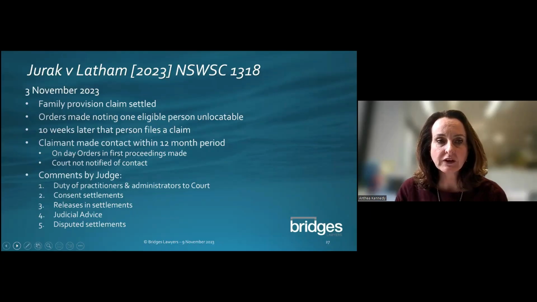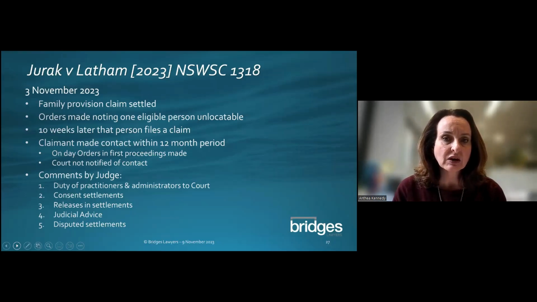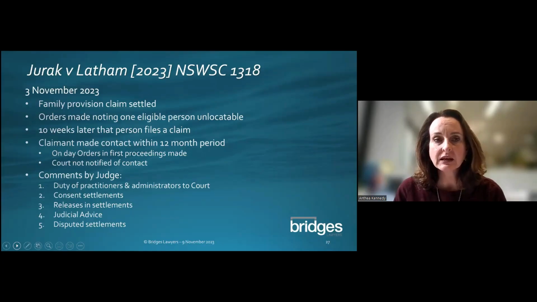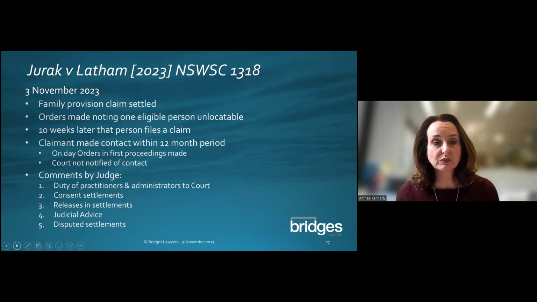Justice Meek was very unhappy that the court hadn't been told that there was contact made by that eligible person. He stated that really, for the efficiency of the court, all family provision claims should be dealt with at once. It's not the case that the court wants to have to deal with a succession of claims, one after the other. The comments that the judge made were, firstly, he required that the solicitor provide an affidavit to the court to explain how orders were made on the first occasion when there had been contact by the eligible person.